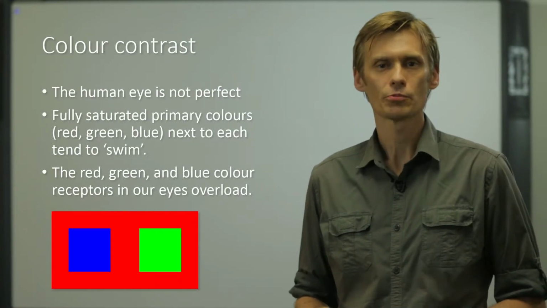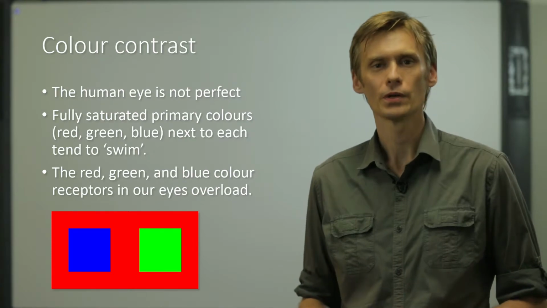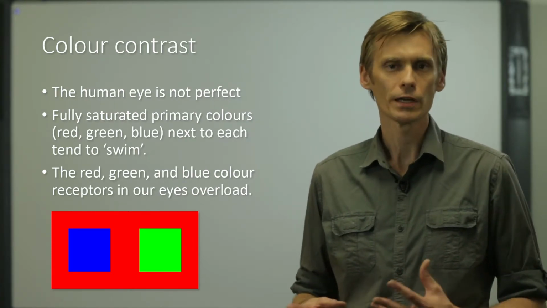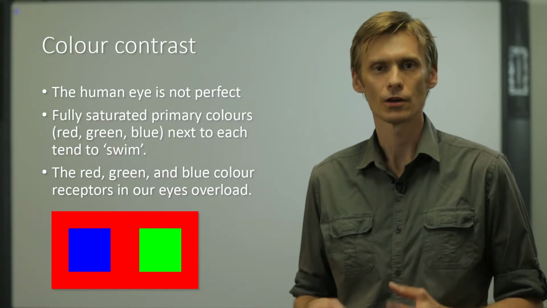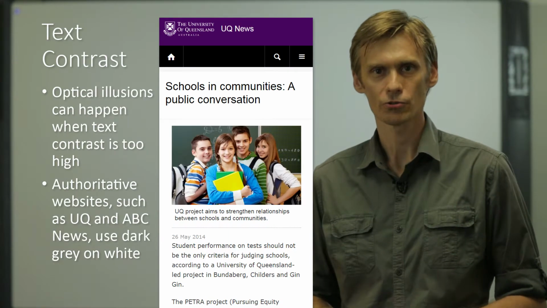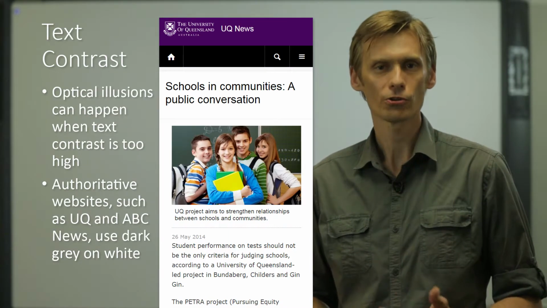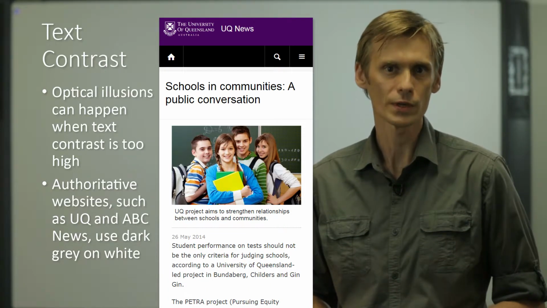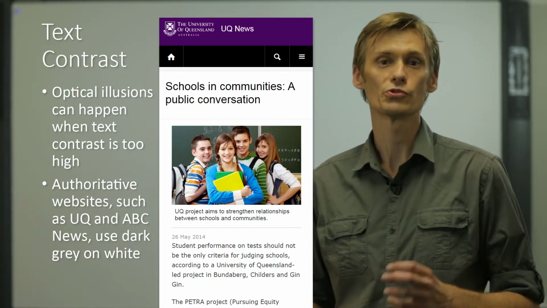The human eye is a miracle of nature, but it's not perfect. Fully saturated primary colours, red, green, blue, next to each other, tend to swim. The red, green and blue colour receptors in our eyes overload. Optical illusions can happen when text contrast is too high. Authoritative and professional-looking websites, such as the University of Queensland and ABC News, use dark grey on white.